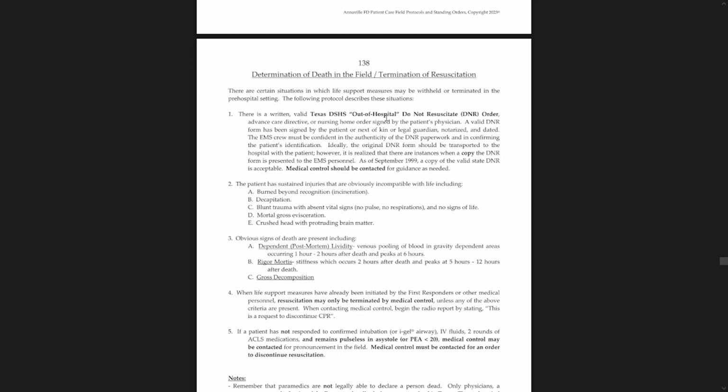Number 2, the patient has sustained injuries that are obviously incompatible with life, including burn beyond recognition, such as incineration, decapitation, blunt trauma with absent vital signs, no pulse or respirations, and no signs of life, mortal gross evisceration, and a crushed head with protruding brain matter.